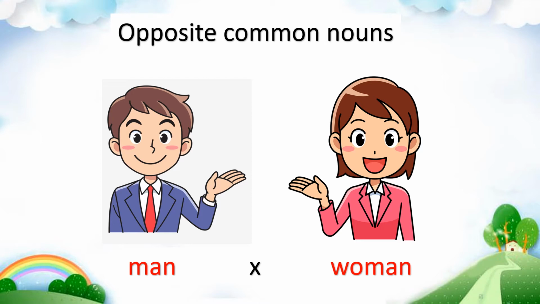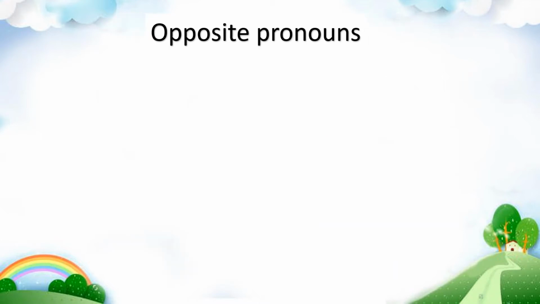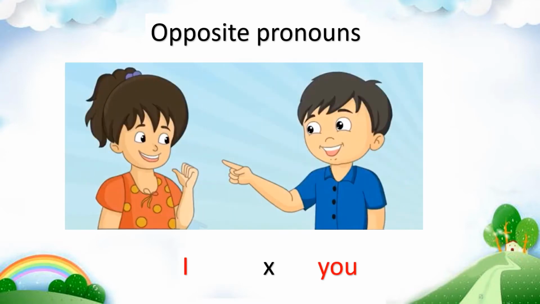Let's move forward. Now we'll see opposite pronouns. Pronouns are used in place of nouns. What is given here? Here is given the pronoun I opposite you. You opposite I. I and you are the opposite pronouns. He, she, we, they, these are the opposite pronouns.